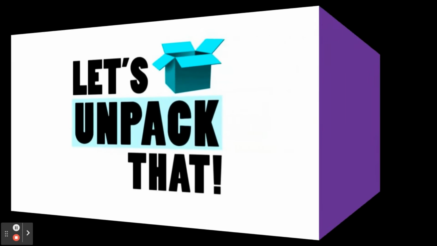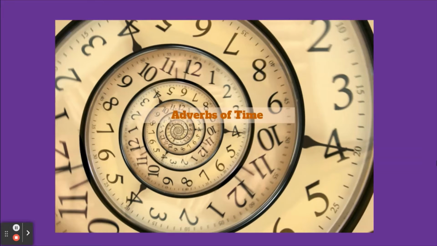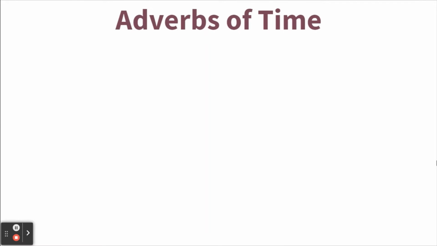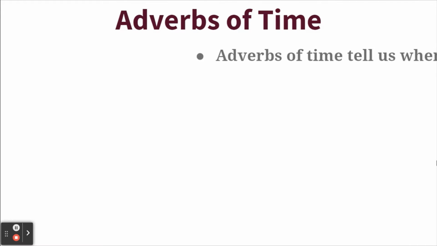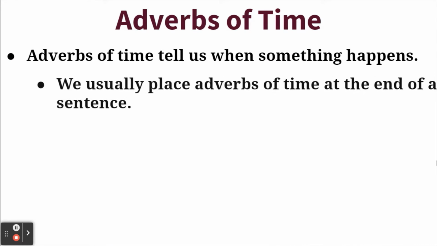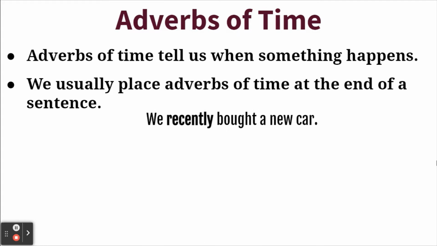So let's begin with adverbs of time. Just like this is a clock, right? So we're going to start with the adverbs of time. This comes straight out of our book. I just put it here so that it's a little easier for us to see. Adverbs of time tell us when something happens. Remember, when is related to time. So it tells us when something happens.